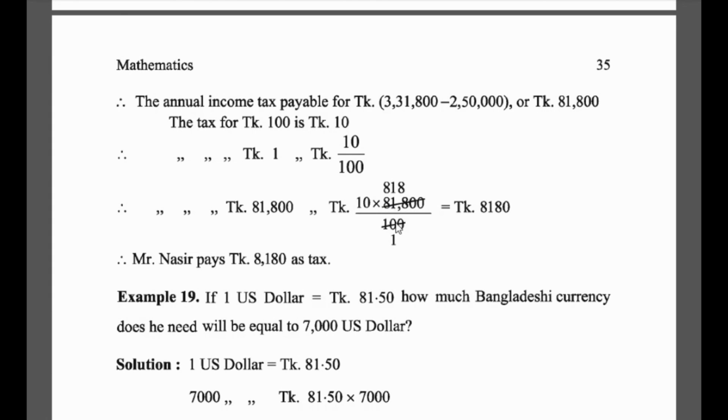Let's divide. 100 by 100 is definitely 1. And if I divide 81,800 by 100, it's 818. There is nothing else here, so we do the multiplication: 10 into 818, that means 8180. Finally we got the annual income tax value of Mr. Nasir. Finally, Mr. Nasir pays Taka 8,180 as his income tax.